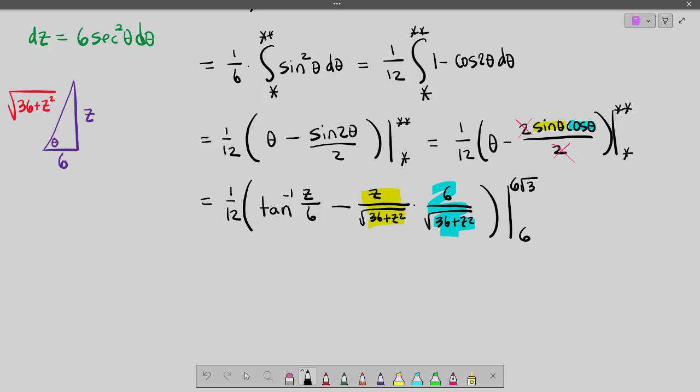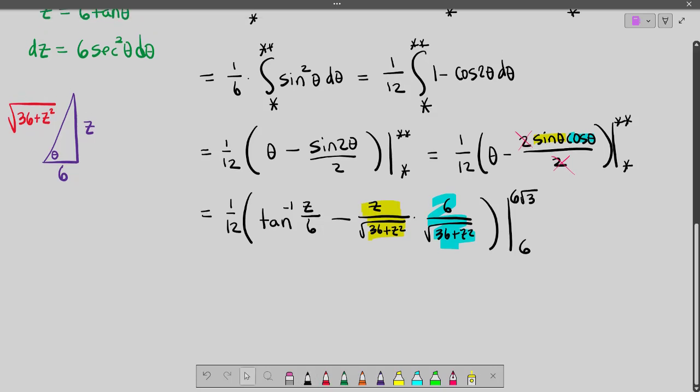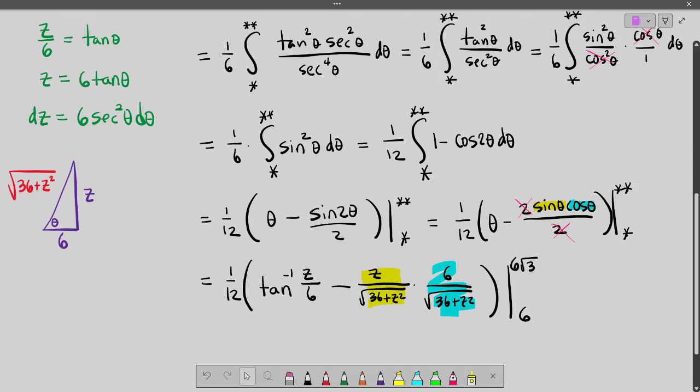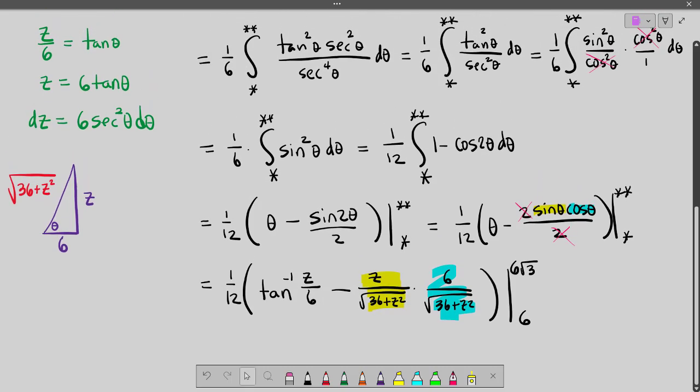Before we evaluate, is there any part of this anti-differentiation substitution stuff that you aren't sure about?